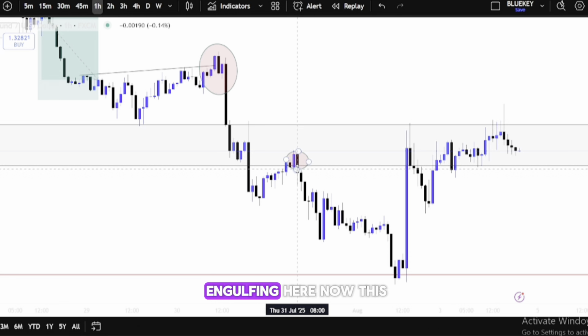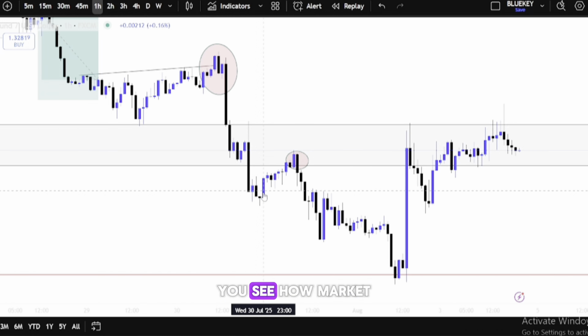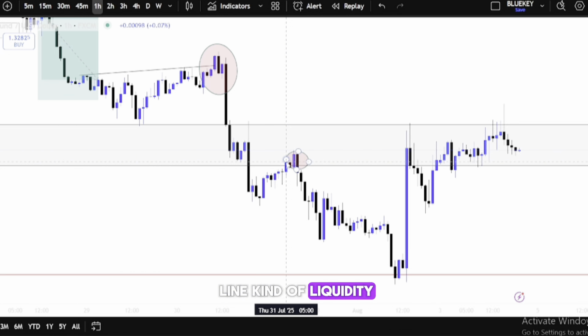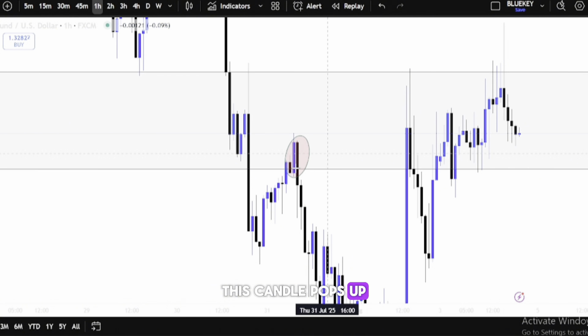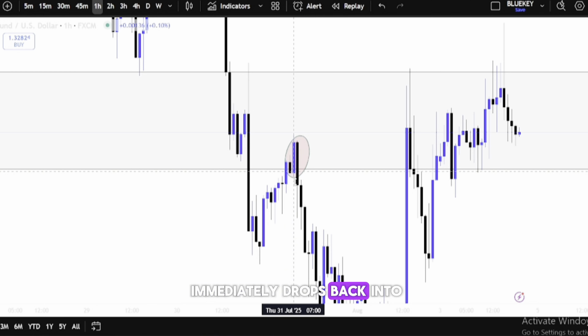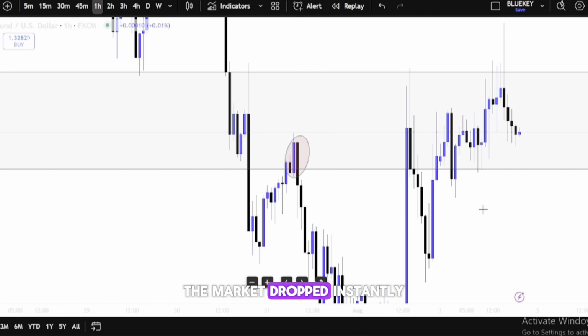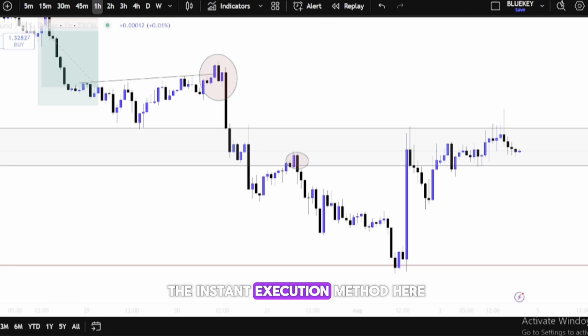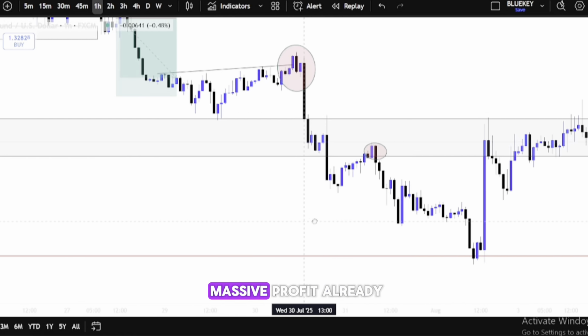Now we have an engulfing here. This is an area of interest. You see how the market was given a trend line kind of liquidity. Then we have this candle popping up, telling you that there is momentum to the bullish side, but it is just reacting to an area of interest with a massive momentum candle. Then the next candle immediately drops back into the structure, forming an engulfing. Immediately after the close, you can see there's not much retracement. The market dropped instantly. So if you use the instant execution method here, you're in and making massive profit already.